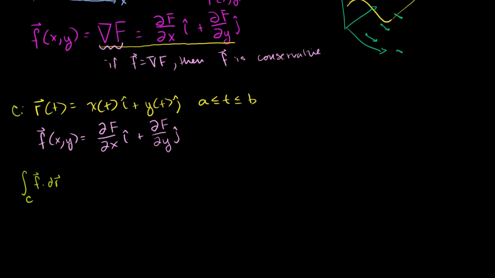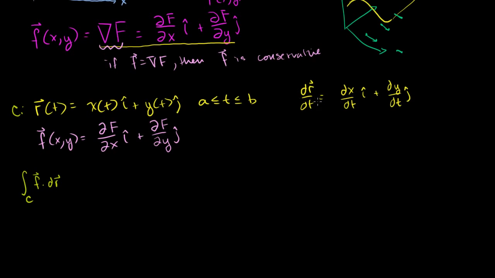I'll do that on the right over here. dr, we've seen it multiple times. I'll solve it out again. dr/dt by definition is equal to dx/dt times i plus dy/dt times j. That's what dr/dt is.